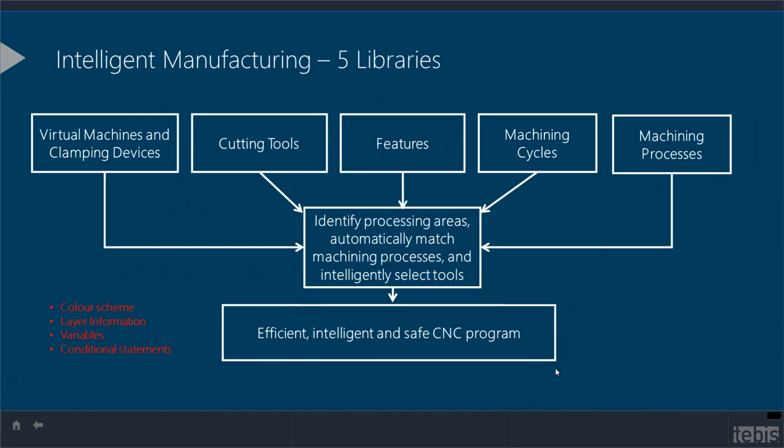So we talked about our 5 libraries previously. We had our virtual machines and clamping devices, as you can see. Our cutting tools, which is probably our most important library with all the cutting conditions stored in it. Our feature libraries and our machining cycles, which are attached to our features with variables, and our machining processes. Now all of these link together, they all feed into the system to give you efficient, intelligent and safe CNC programs.